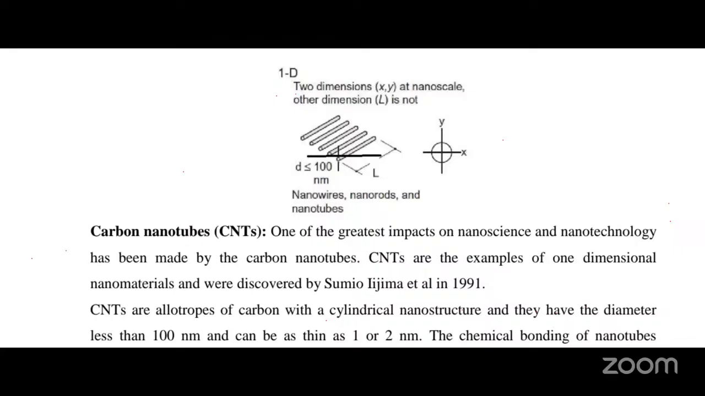If the two dimensions x and y are in the nanoscale, the other dimension L will be out of the nano range. Therefore, we can get rod or wire type structures. Here is a small discussion about nanotubes, particularly carbon nanotubes.